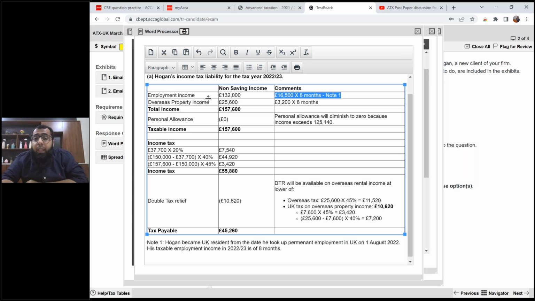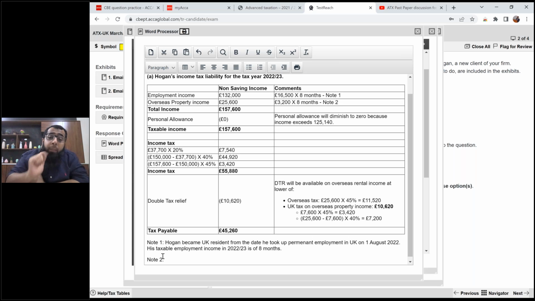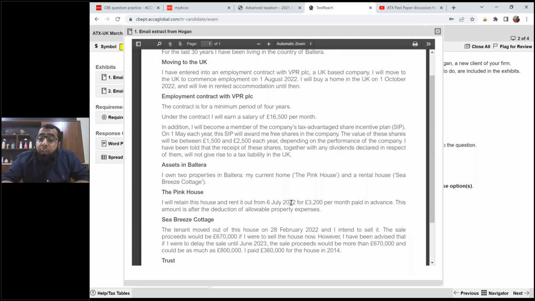Okay. Now, then there is overseas property income. The overseas property income is 25,600. Now I will add a note 2 here. Now see, overseas property income will only be subject to UK tax once Hogan became UK resident. Now see, the overseas property income is coming from the month of July, but I'm not taking it from the month of July. I will consider it from the month of August, when he became UK resident.